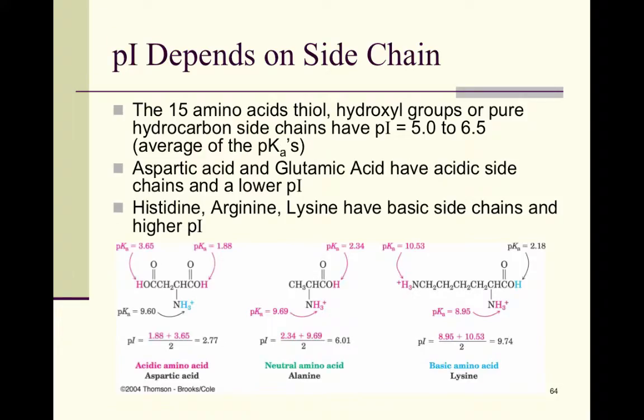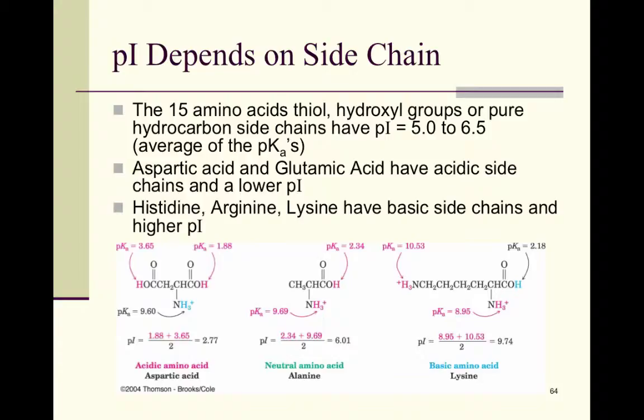The isoelectric point depends on the side chain. 15 of the 20 amino acids have a pI between 5 and 6.5. So a way to think about that is we know water has a neutral pH of 7. That's its isoelectric point, 7, we just call it a pH. So think about this as their neutral point. Instead of having, like water, a pH of 7 being neutral, these guys have their neutral at between 5 and 6.5.